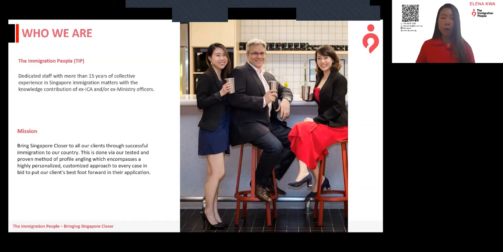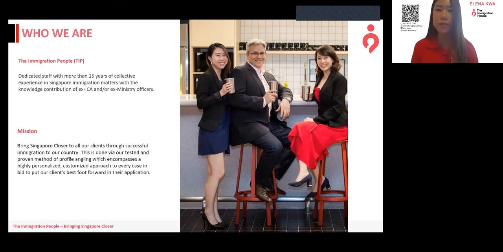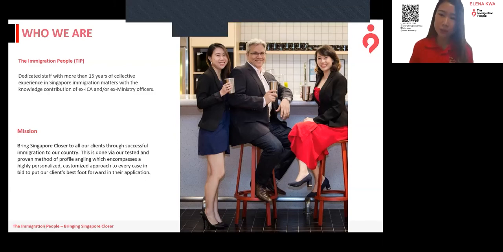Let's move on. So who are we? For the immigration people, we have combined 15 years of experience in the Singapore immigration industry. Myself, I have been doing immigration since 2014 and I have worked with K since 2017. And of course, we have our back-end team to support us with all the documentation and paperwork. And these are all experienced personnel who have at least 3 years of immigration experience each. So this is the immigration people. Next slide, please.